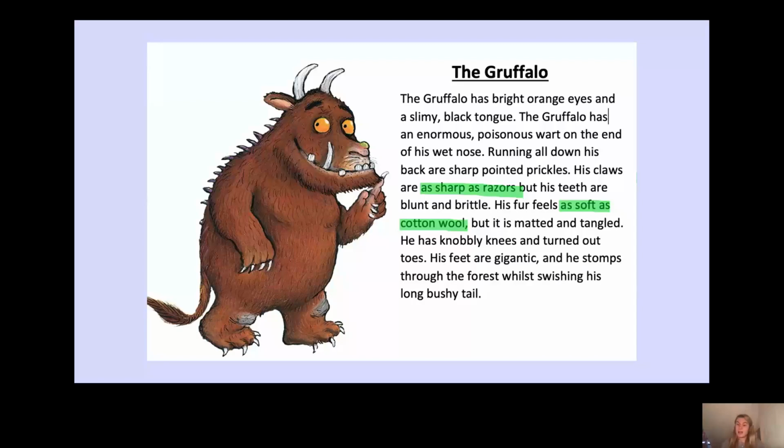But it is matted and tangled. He has knobbly knees and turned out toes. No, we're not comparing anything there. His feet are gigantic and he stomps through the forest while swishing his long bushy tail. So again, no, we haven't got any comparisons there, have we? So we've got two similes in this character description. So well done if you were able to find them.